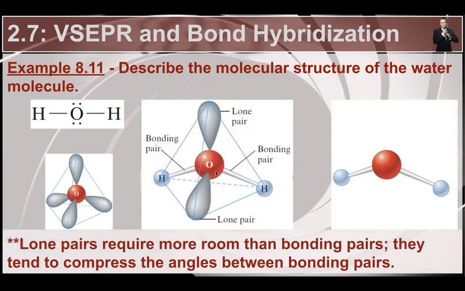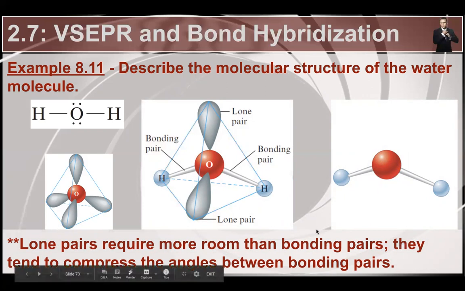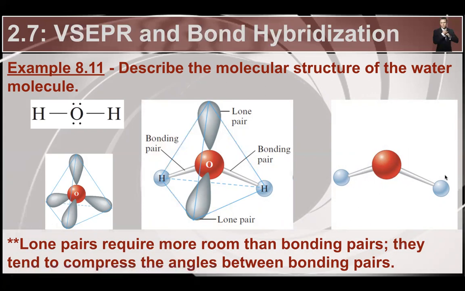So one little note: lone pairs, because there are no atoms there, so there are no protons to give a little bit of an attraction here. Having lone pairs will actually compress the angles that we have between bonding pairs. So having these two lone pairs here are going to push the bonding pairs farther away from the lone pairs and closer to each other. So this angle here is not going to be 109.5. It instead is going to be a little bit less than that.